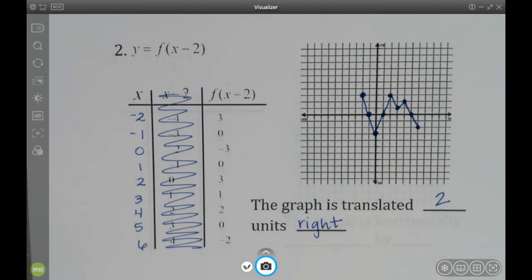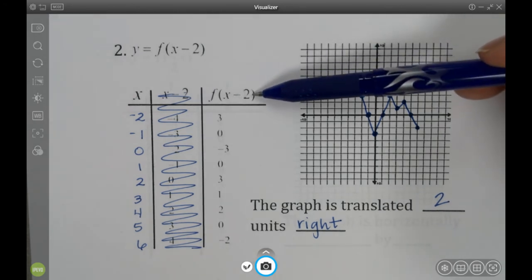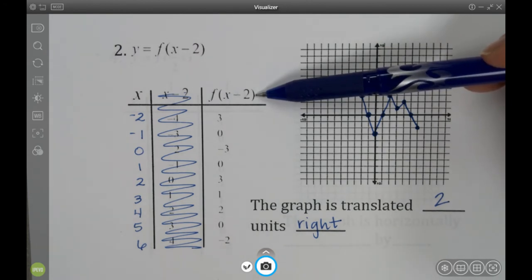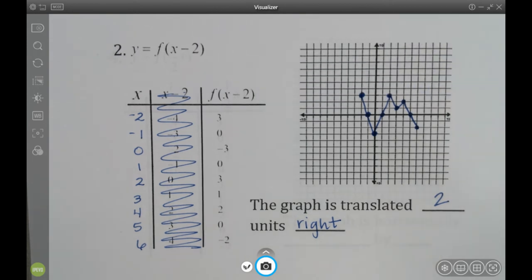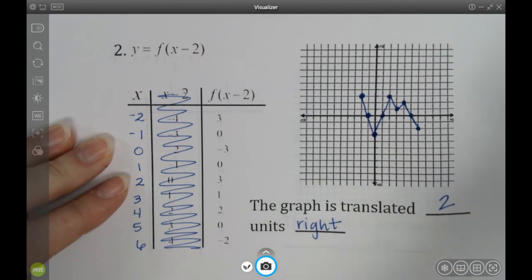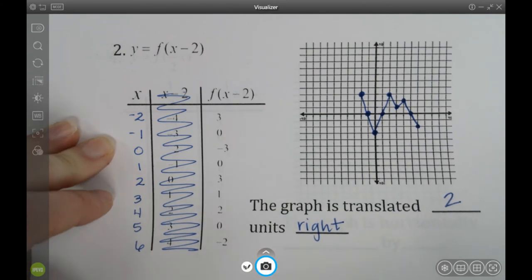Okay, when you plotted your points, did they move? Did all of the original points move to the right 2 units? They should have. Okay? So even though we subtracted 2 from the inside, and you would think, logically, it would go left 2, it actually went to the right 2. Okay, so just keep that in mind. Let's do the next page.